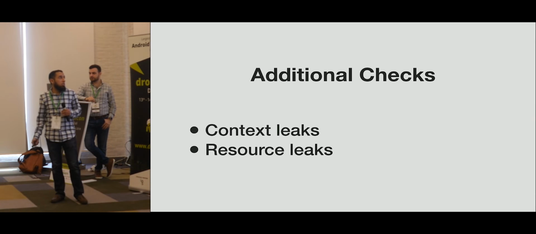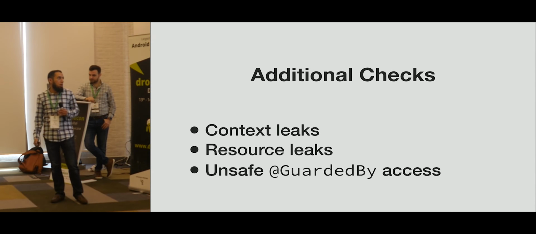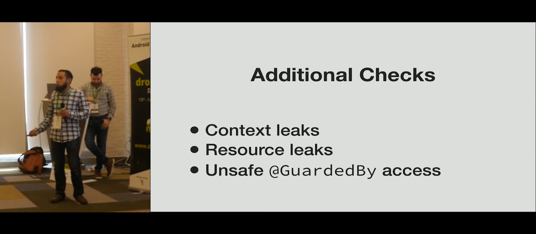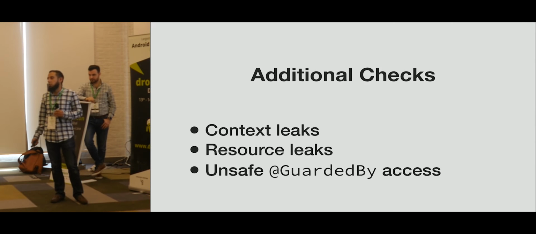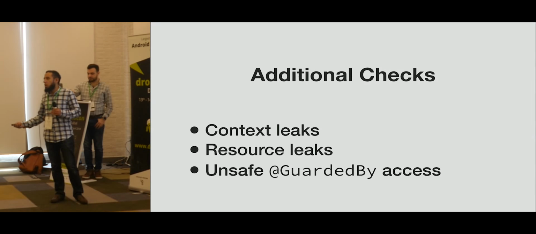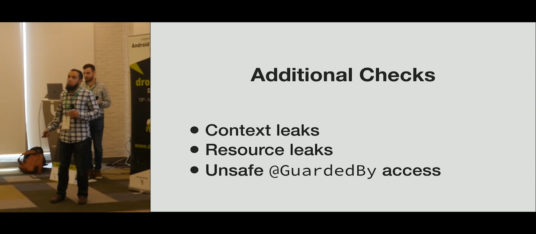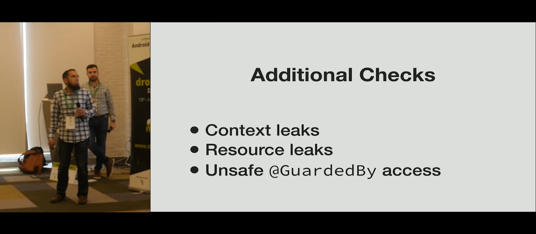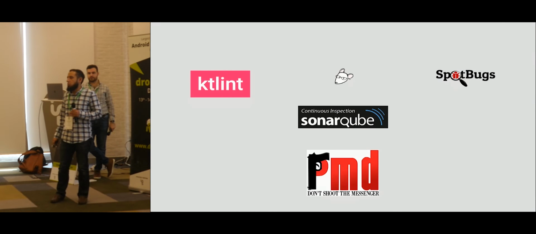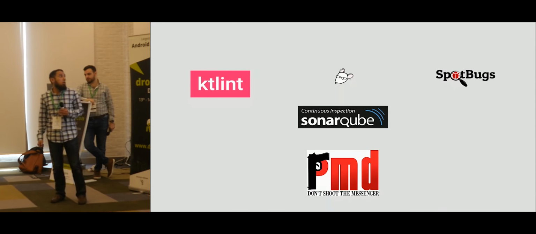It has a bunch of additional checks: context leaks, so memory leaks with the context; resource leaks, where you open an input stream, for example, and you forget to close it; unsafe guarded-by access or shared state, where you're supposed to lock a variable before modifying it, and if you forget, it warns you. I should also point out, Infer has checks on C, C++ as well, and Objective-C as well.